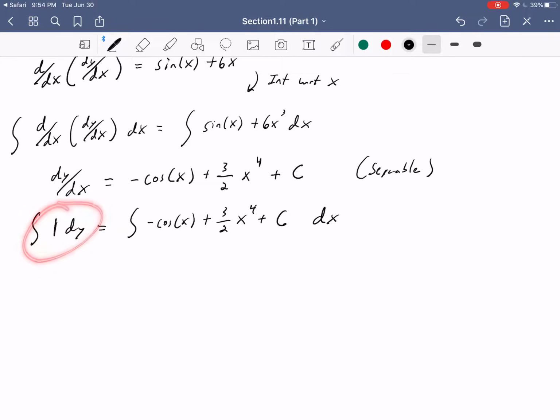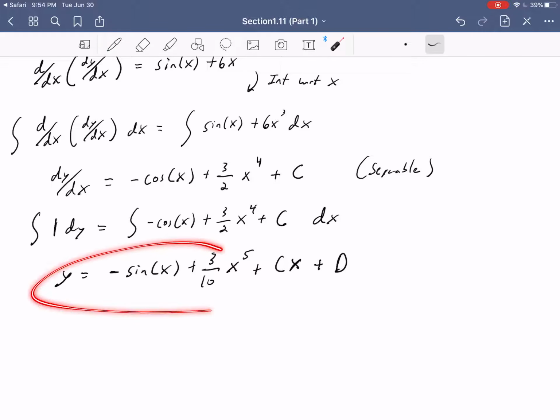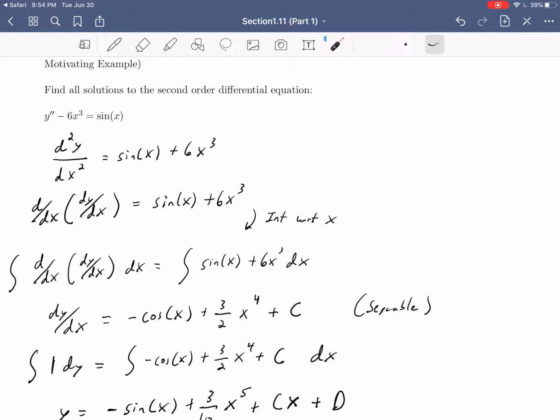Then, of course, on this side, the integral of 1 dy is y. Over here, we could integrate that. Integral of cosine is sine, so we get negative sine x. Plus, this is going to go up to x to the fifth, so we get 3/10 x to the fifth. Plus, the integral of a constant is that constant times our variable. And, of course, we've done another integral, so we have to include another constant of integration, plus d. And there we go. There's our solution, right? y equals negative sine x plus 3/10 x to the fifth plus cx plus d for our actual second order differential equation. So we actually managed to solve a higher order differential equation.